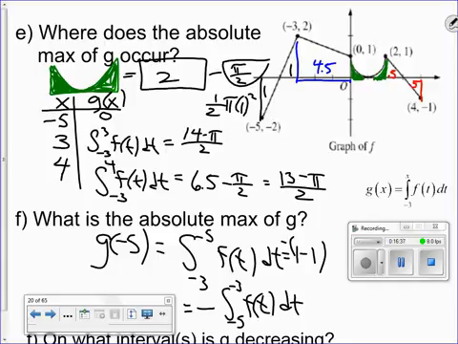Oh, it says where does the absolute max occur? So where does it occur? x equals 3. Yeah, it has the greatest y value. So it occurs at x equals 3. Question part F says, what is the absolute max? 14 minus pi over 2. That's the y coordinate. So where is it? You give the x coordinate. What is the max? You give the y coordinate.